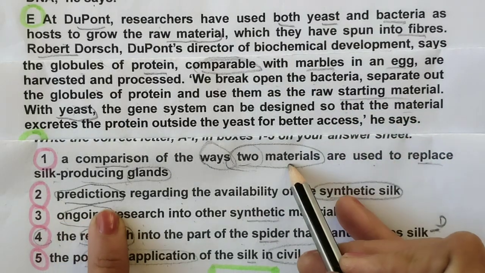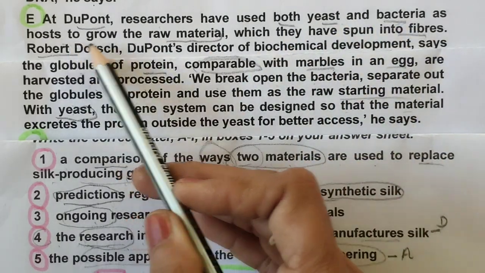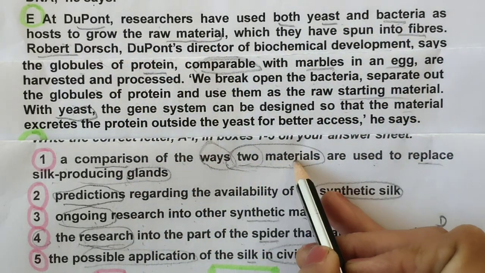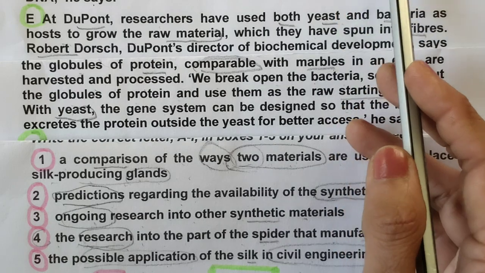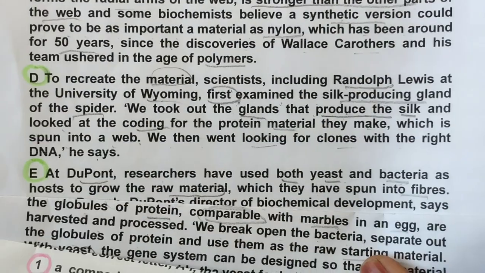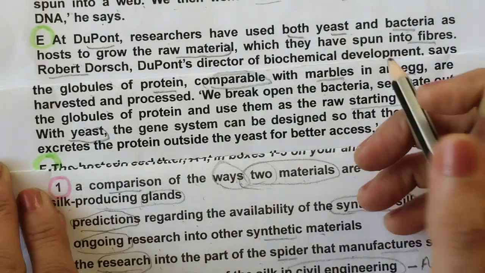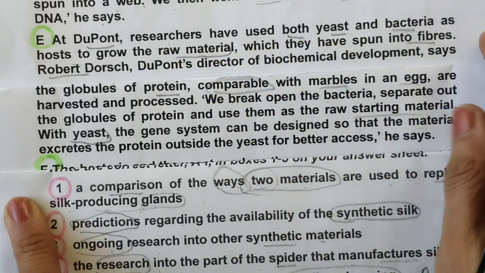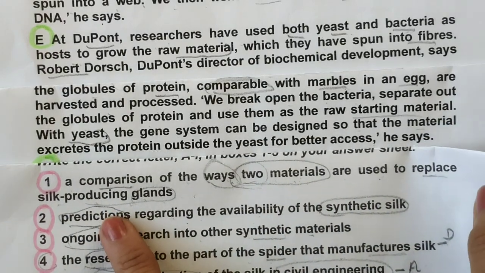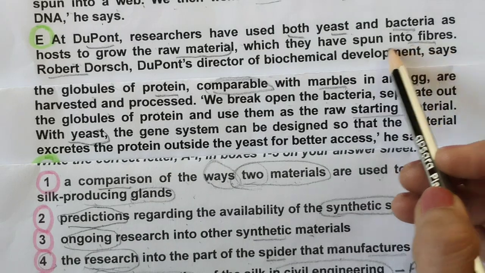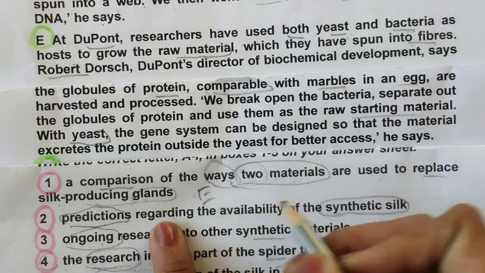So here they are talking about materials and a comparison of two ways. Researchers have used both yeast and bacteria as hosts to grow raw material. These two materials are used to replace silk producing glands. In the above paragraph they were talking about silk producing gland of the spider, and in the next paragraph they are talking about researchers using both yeast and bacteria as hosts to grow raw material, which have been spun into fibers. Two means here both. So we will match the E paragraph.